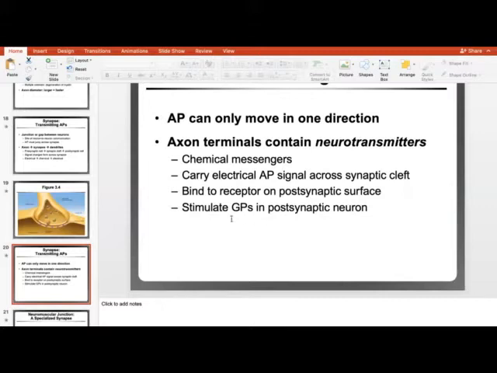Now, it remains a graded potential unless the electrical signal that crosses the synaptic cleft is high enough to create a big enough electrical potential change. If that's the case, then there's going to be an action potential rather than just a graded potential in the postsynaptic neuron. I know that some of this is dry.